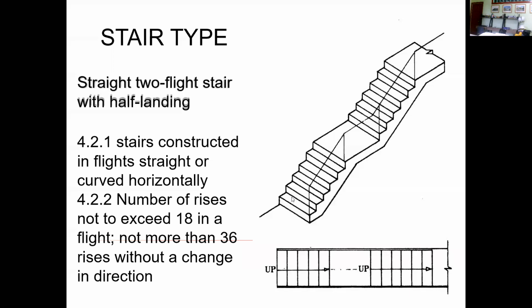Another type of stair is the straight two-flight stair with half landing. The stair is constructed in flights, straight or curved horizontally. The rise should not exceed 18 inches, or a flight not more than 36 rises without a change in direction. The average number of steps in a flight is about 12 steps, which is the maximum number of steps. In this type of stair you have a two-flight stair and a half landing.